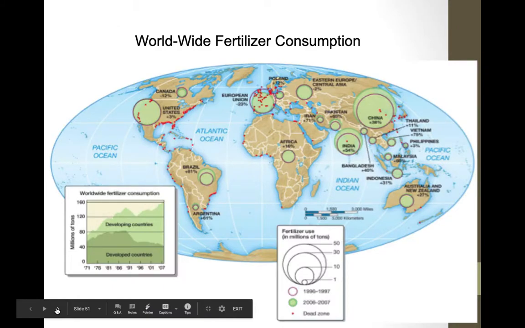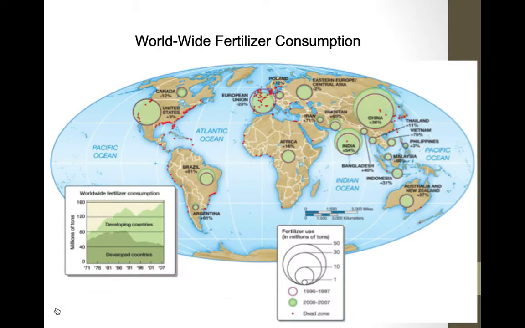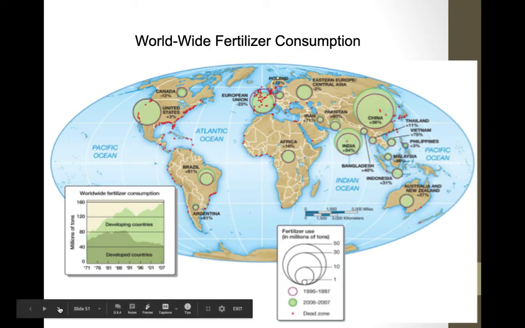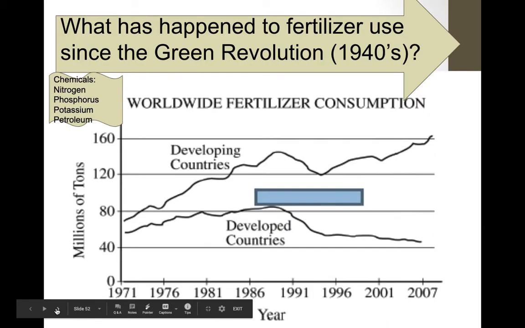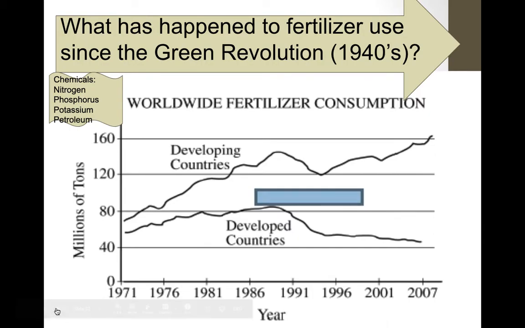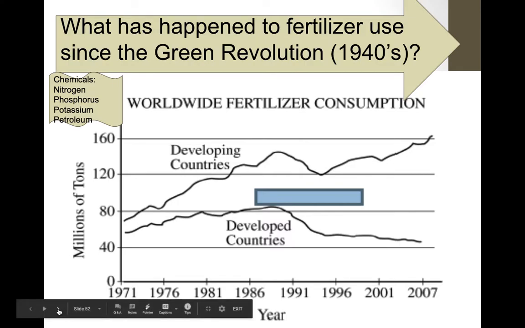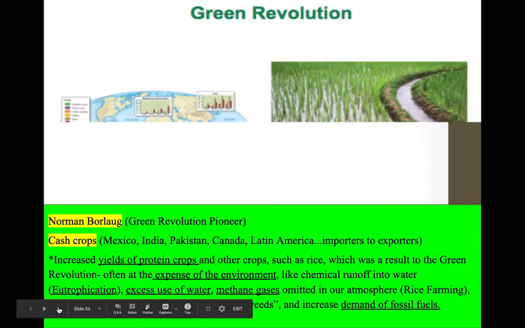Here we look at fertilizer consumption. Fertilizer consumption is important because fertilizers require petroleum, and they're made of potassium and phosphorus as well as nitrogen. We can see with the Green Revolution, it's put a large increase of those chemicals, nitrogen, phosphorus, potassium, and petroleum in developing countries. And it's created somewhat of a dilemma for developing countries, which we'll talk about later.